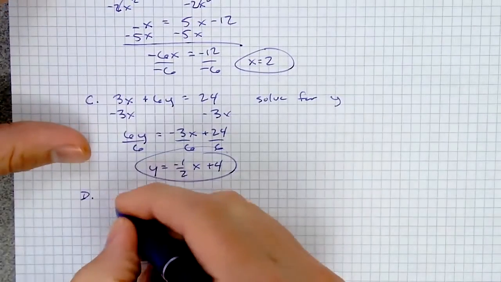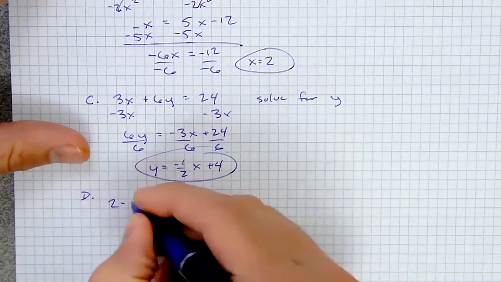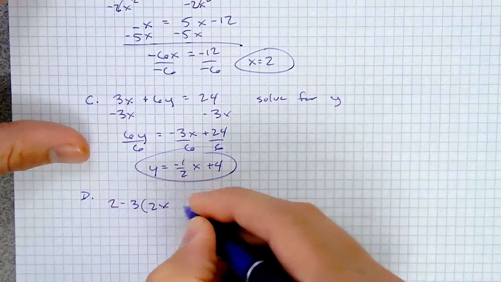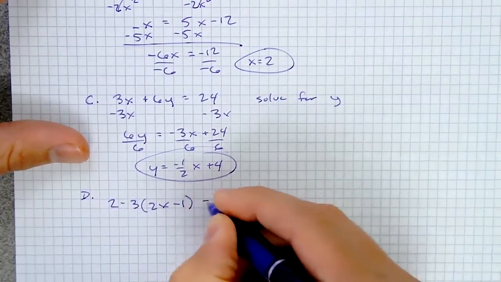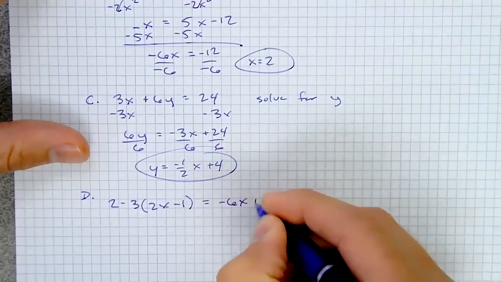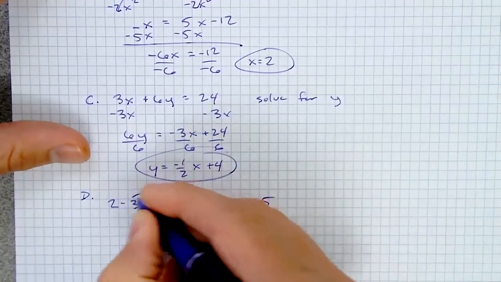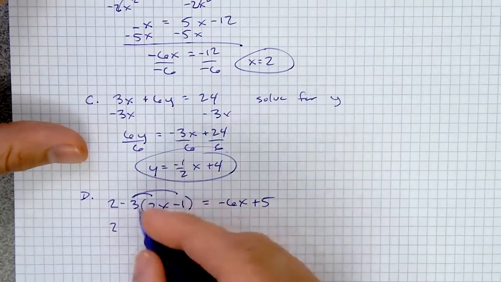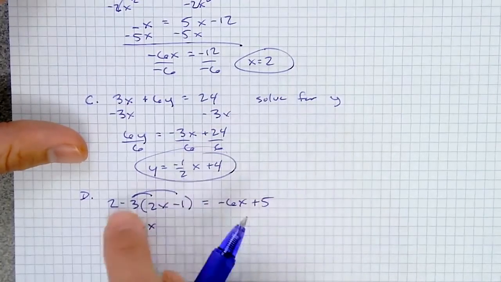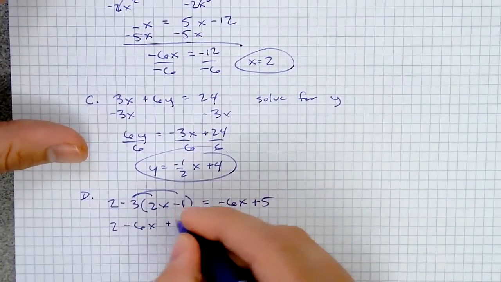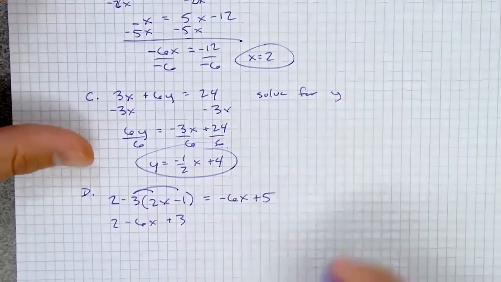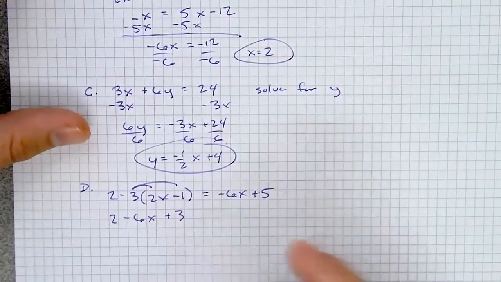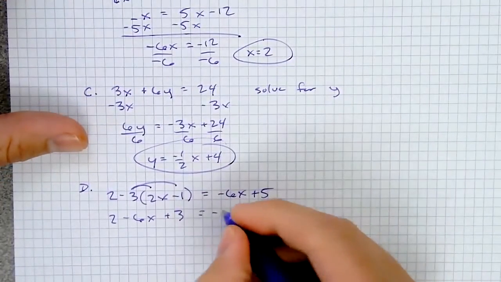D, once again, to solve for x: 2 minus 3 times 2x minus 1 equals negative 6x plus 5. Okay, distribute this negative 3 up here. So again, it has to be negative 6x, and then it's a negative times a negative, so that has to be a positive 3. My guess is a lot of you made that a negative 3.